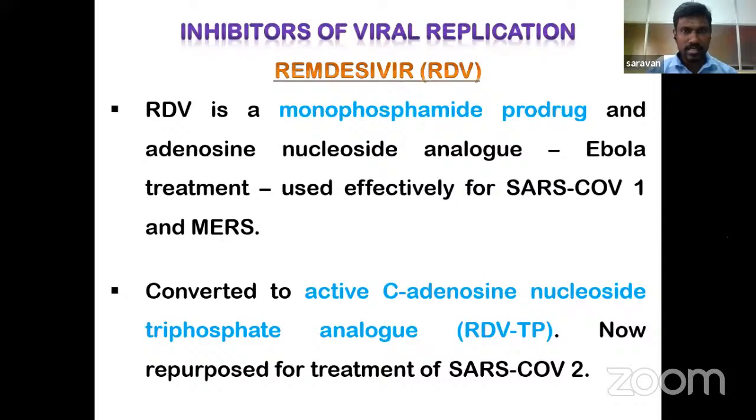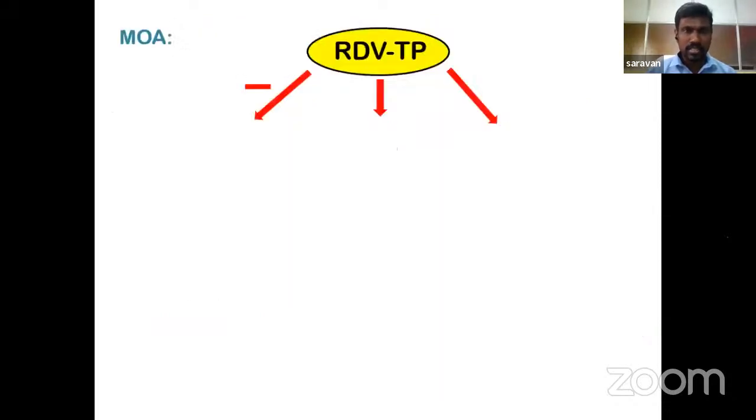So as I said, it is a prodrug. It needs to be converted into an active metabolite. So the active metabolite of remdesivir is remdesivir triphosphate. After the conversion of the remdesivir prodrug into the active metabolite, all the actions of remdesivir are due to the metabolite that is formed. So let us see the mechanism of how remdesivir is helping in treating COVID-19 infection.